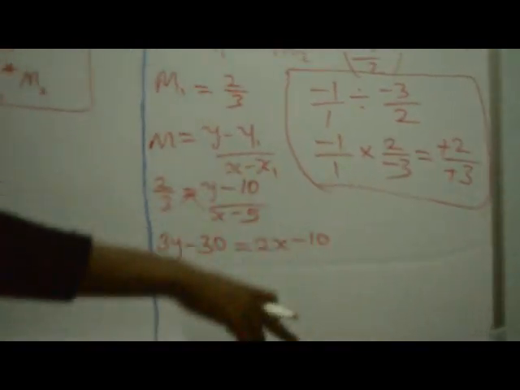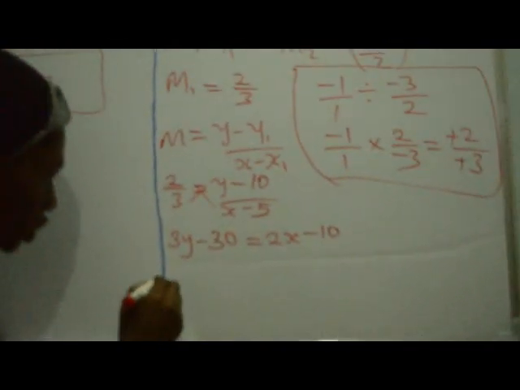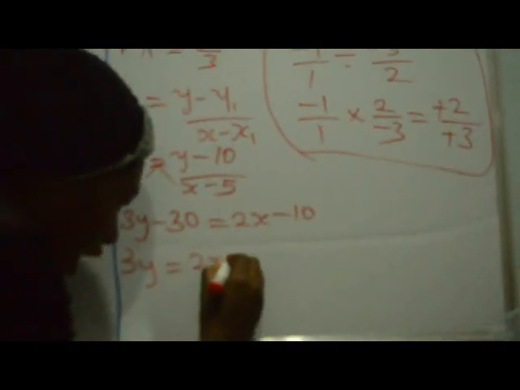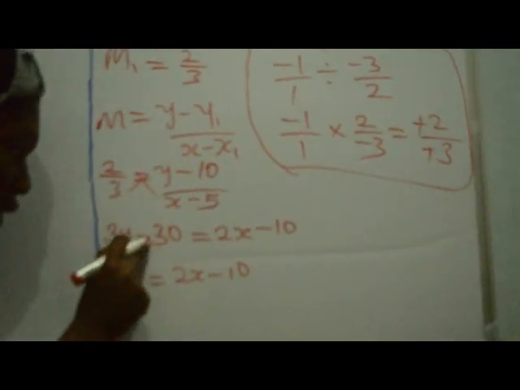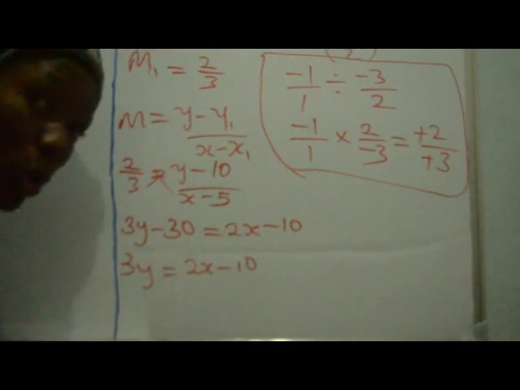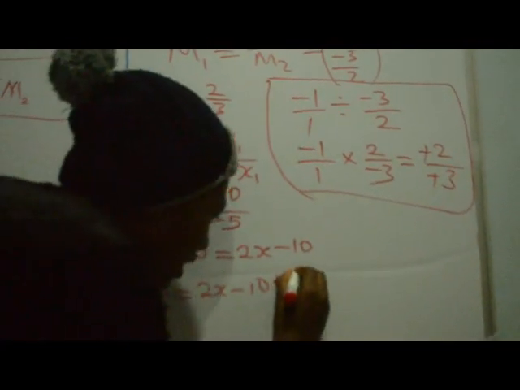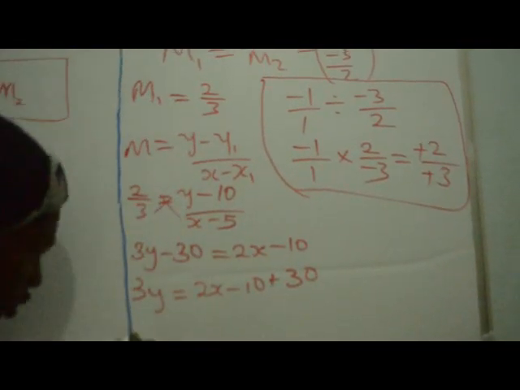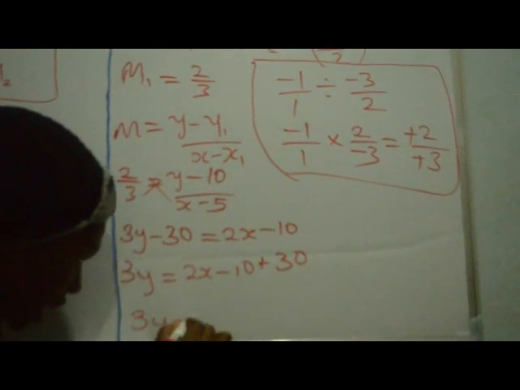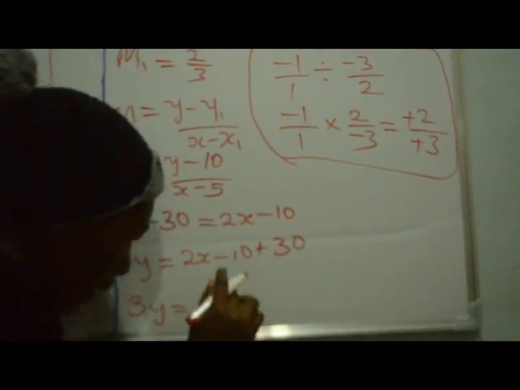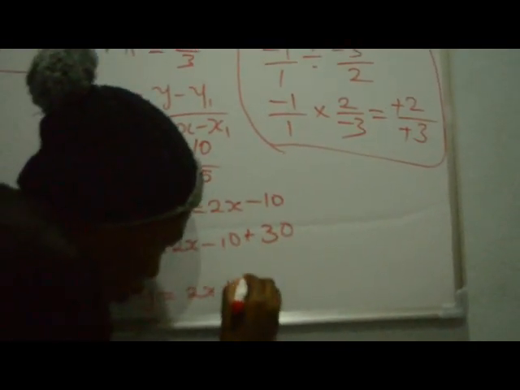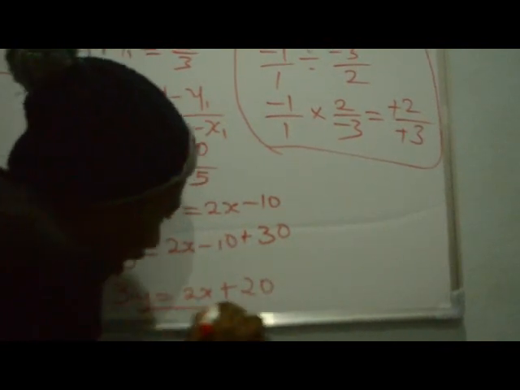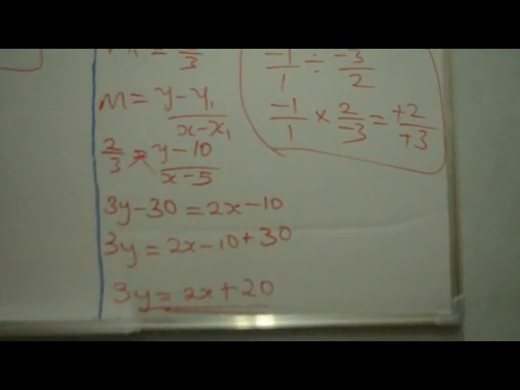Alright, so we want our y to stand alone, meaning our constant will be going the other way. So our 3y will be equal to 2x minus 10. Now when minus 30 crosses this equal to, it will become plus, so we'll be having plus 30, right? So we'll be having 3y is equal to 2x. Minus 10 plus 30 will give us plus 20. So this is our equation of this line.